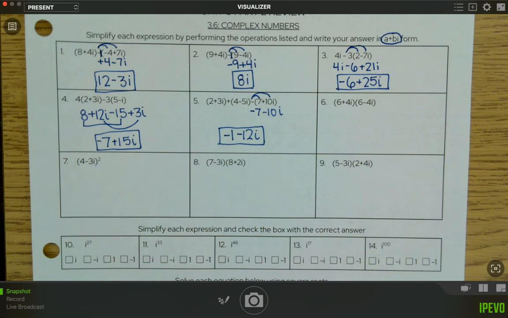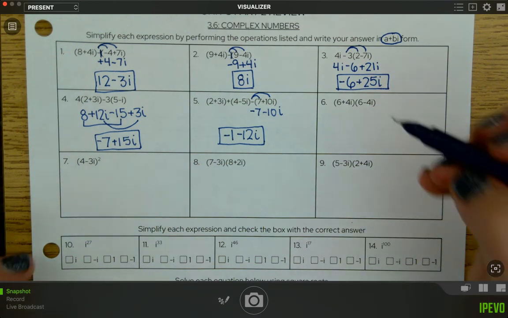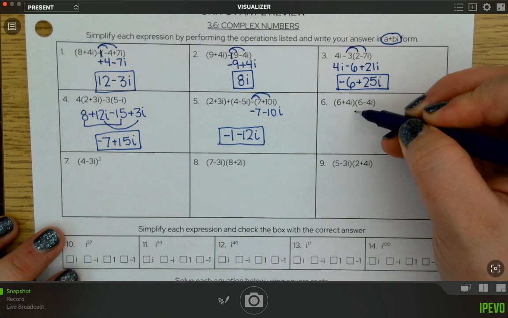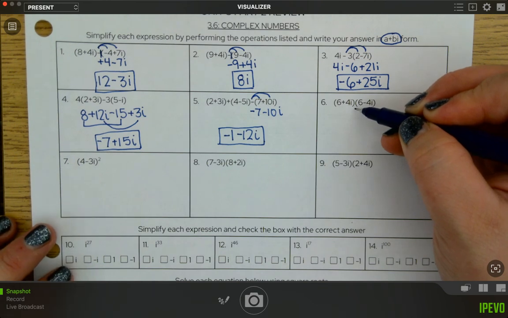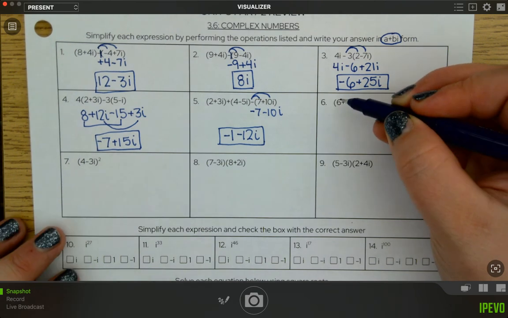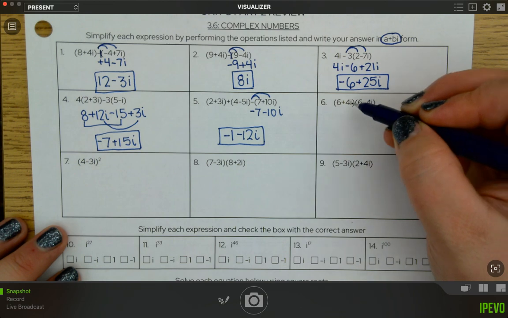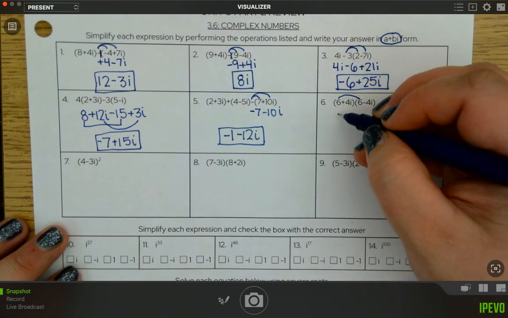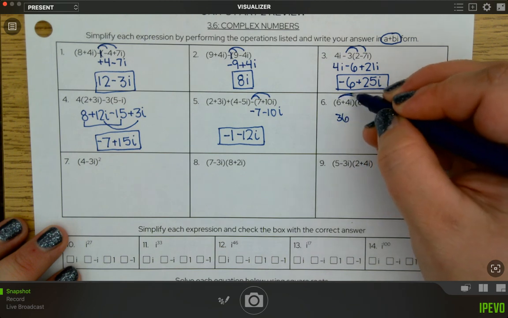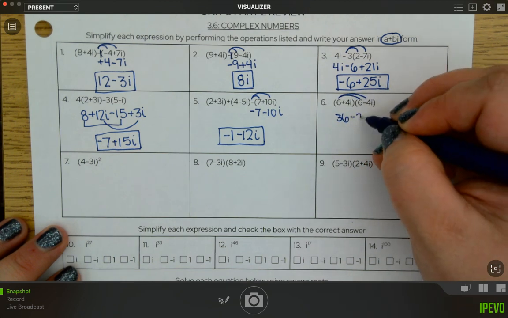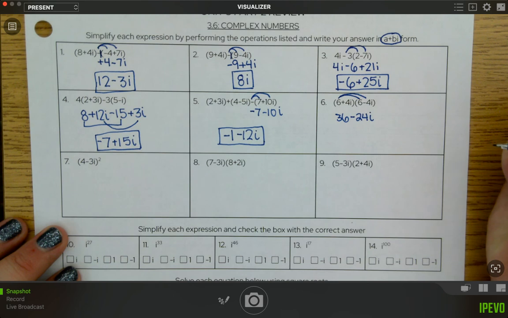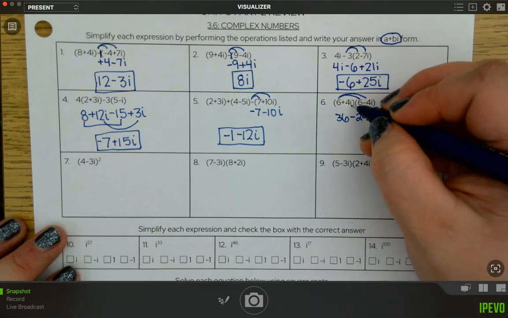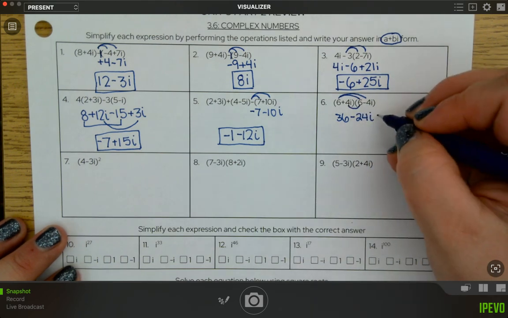Now, 6 through 9 start getting into the multiplication. Notice how there's no number or no symbol in between them. That means you are going to distribute this 6 to both of these and this 4i to both of these. Okay, so 6 times 6 is 36. 6 times negative 4i is negative 24i. Moving on, 4i times 6 is 24i.